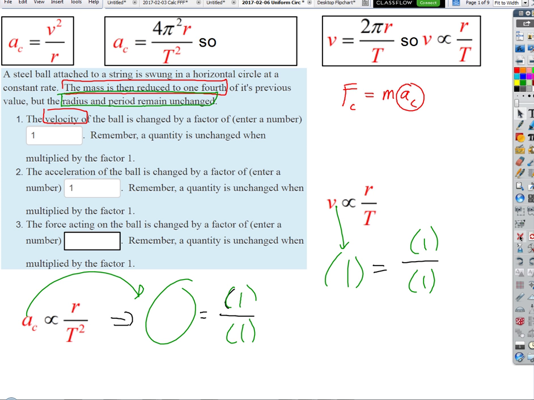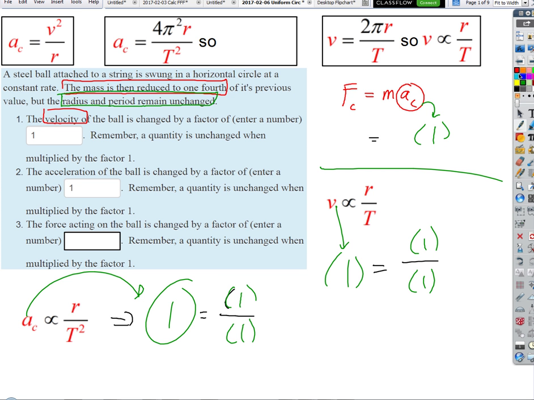Okay, part 3, it says the force acting on the ball is changed by a factor of what? Okay, so we know that acceleration is not changing, right? We said that one was equal to 1, right? And so we can now take this equation right here. So we know that acceleration is 1. Mass, though, what about the mass? The mass is being reduced to 1/4. So what's it being multiplied by? 1/4, right? Because it's being changed to 1/4 of its previous value, right?